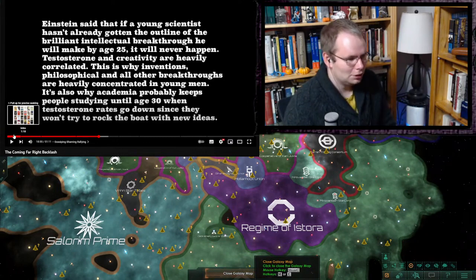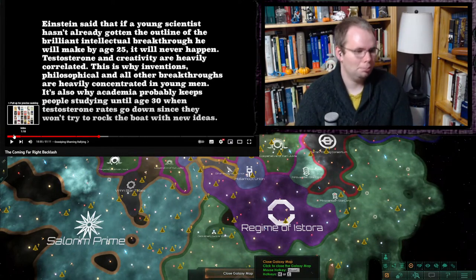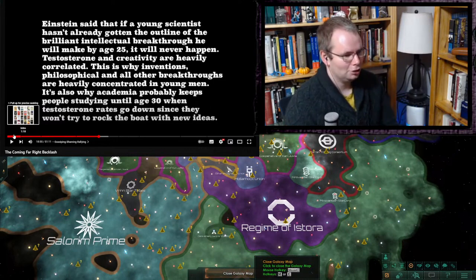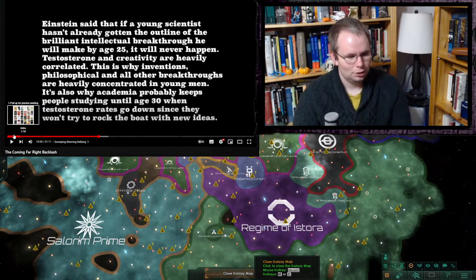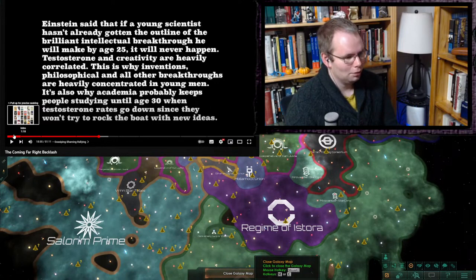Einstein said that if a young scientist hasn't already gotten the outline of the brilliant intellectual breakthrough he will make by age 25, it will never happen. Testosterone and creativity are heavily correlated.